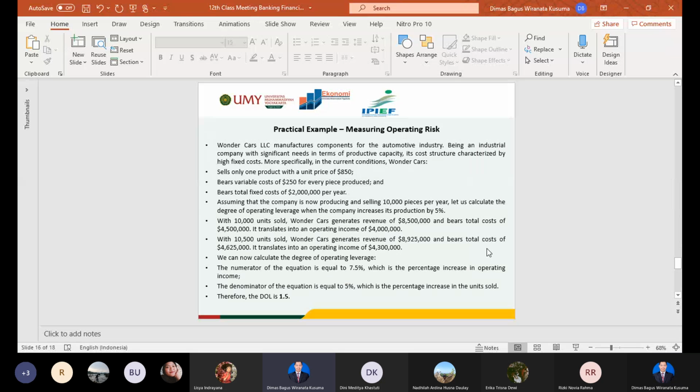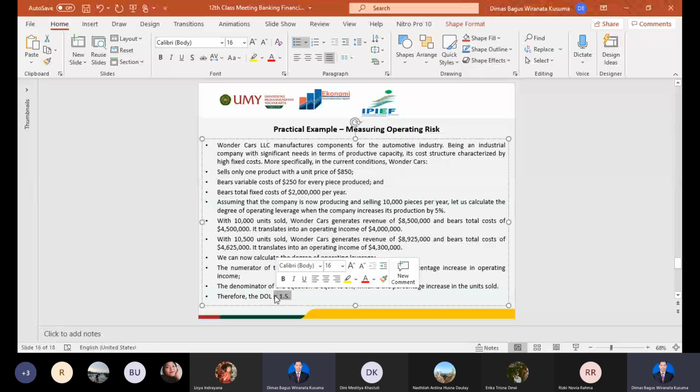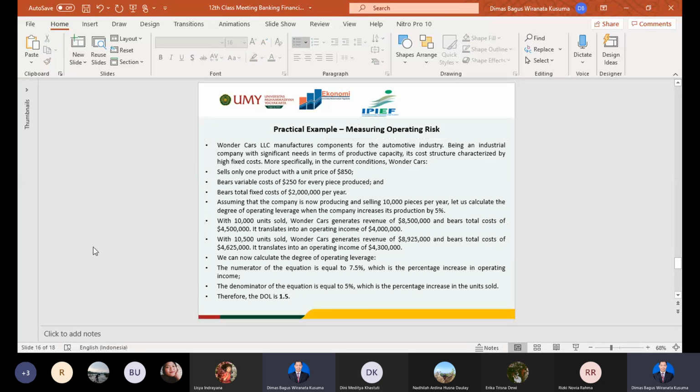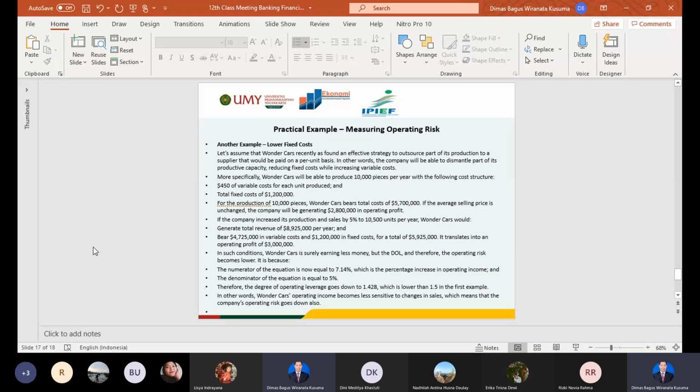And here the practical applications, for example, you can just read by your own, the case, and from this case you can get the DOL 1.5. So it means that every 1% growth in units sold will increase the growth of the revenue of the bank by 1.5%. So the output is larger compared to the input. Efficient. Here are another example. You can just read by your own, by looking at the lower fixed cost.